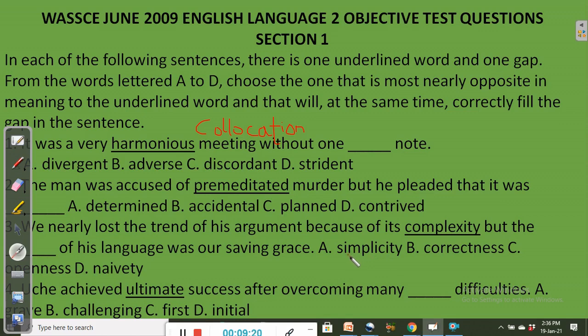So that actually is the appropriate replacement, the appropriate antonym to fit in this gap.